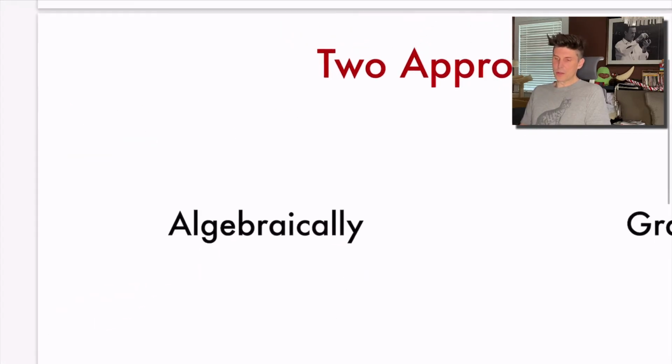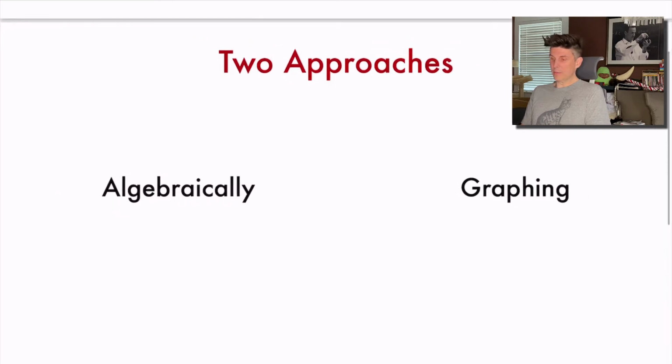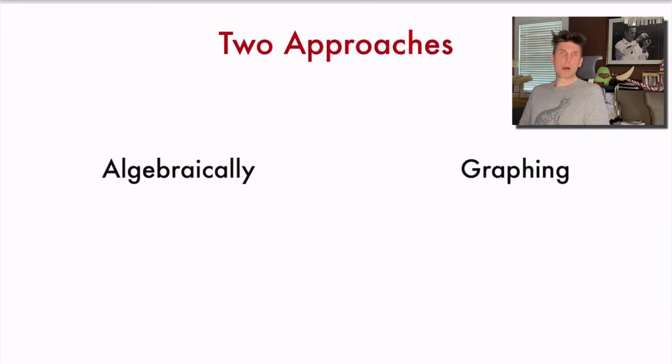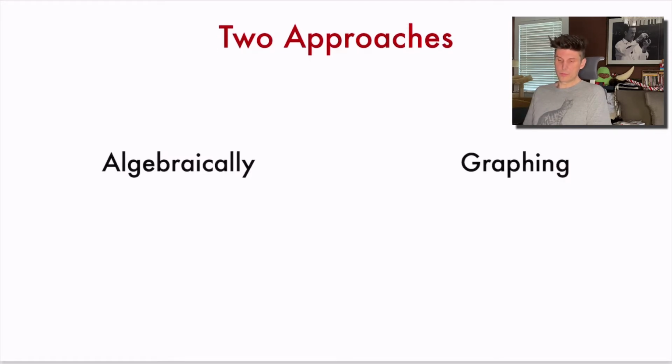A nonlinear inequality is something like a quadratic or some sort of polynomial or a rational function or anything really. You could do the sine of x, whatever. So there's two primary approaches. If we're doing something that's polynomial or rational, which is what we're going to focus on today, you could do that either algebraically or graphically. So we're going to do both for each.